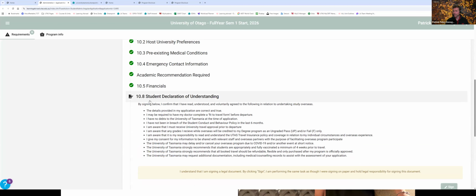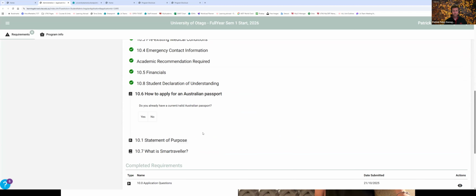Then we have a student declaration of understanding. Okay, this is a terms and conditions. Nice little dot points, pretty simple and straightforward. The details you provide are correct and true. You may be required to complete a fit for travel form prior to departure. You have no debts to UTAS. You've not been in breach of the student code of conduct in the past 6 months. You're aware that you need to receive university travel approval prior to departure. The units that you receive for the credit you receive will be on a pass-fail basis, and so on. So read and sign your life away.